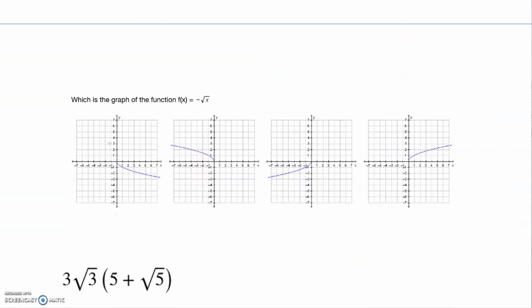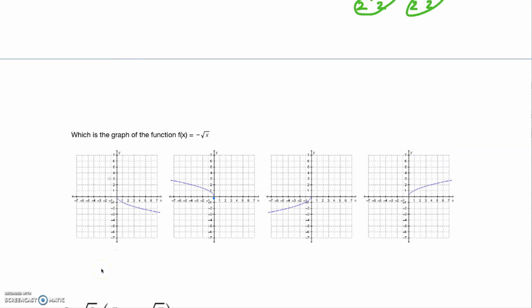Okay, what is the graph of the function f of x equals negative square root of x? So remember, f of x equals the square root of x, that positive function. If we made a table for x and y values, if we substituted in 0 for x, y would be 0. 1 for x, y would be 1. 4 for x, y would be 2, because those are the square roots.